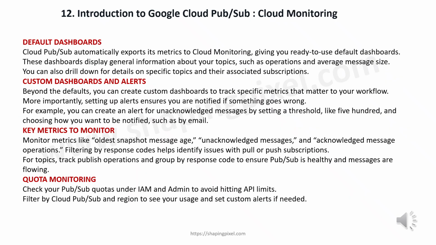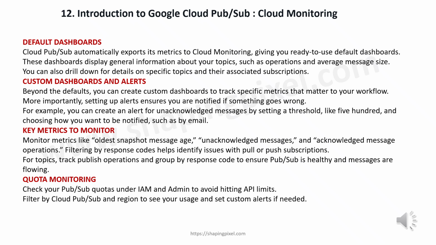Monitoring Cloud PubSub becomes essential as your system grows more complex with multiple topics and subscriptions. Identifying and diagnosing issues early helps keep your messaging infrastructure reliable and efficient. Cloud PubSub automatically exports its metrics to Cloud Monitoring, giving you ready-to-use default dashboards. These dashboards display general information about your topics, such as operations and average message size. You can also drill down for details on specific topics and their associated subscriptions.